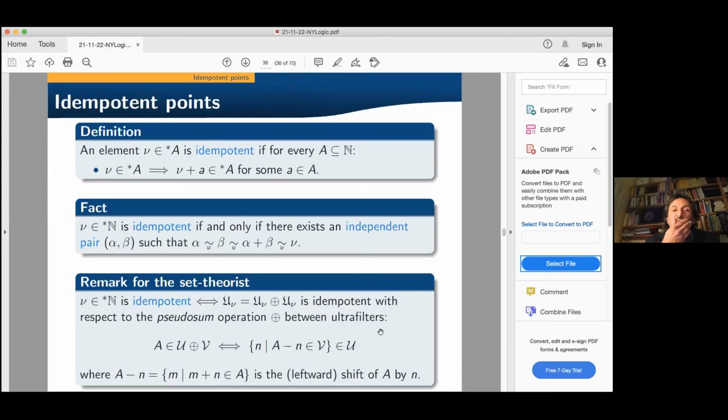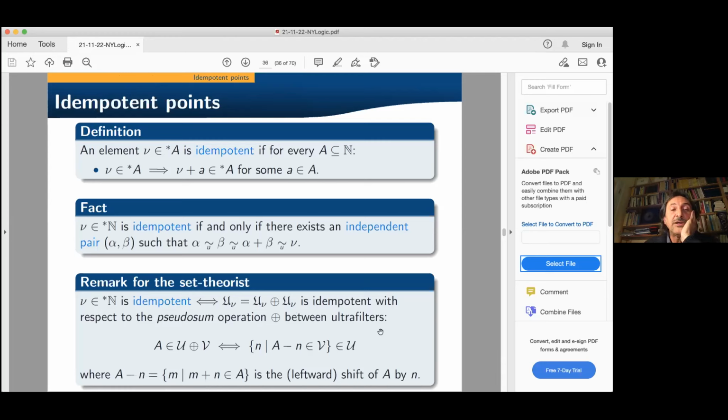Okay, let's go one step ahead. We also have elements that we call idempotent, because they correspond to the so-called idempotent ultrafilters. The property is this one. An element is idempotent if whenever this element belongs to star A, then also this element plus a finite element of A must belong to star A. It looks strange, but it means that whenever you have an element satisfying a property, then you find a finite element satisfying the same property, such that the previous element plus the finite one, the sum, satisfies the property again.